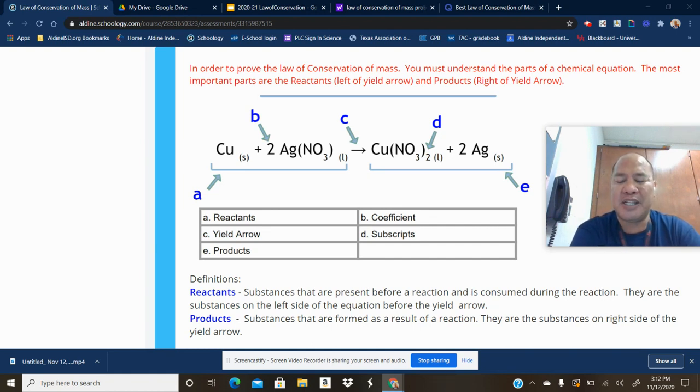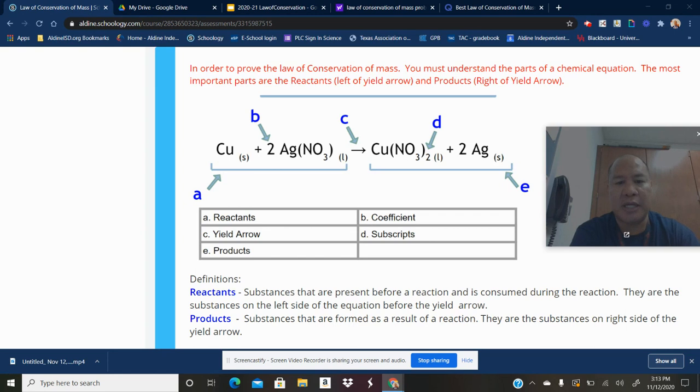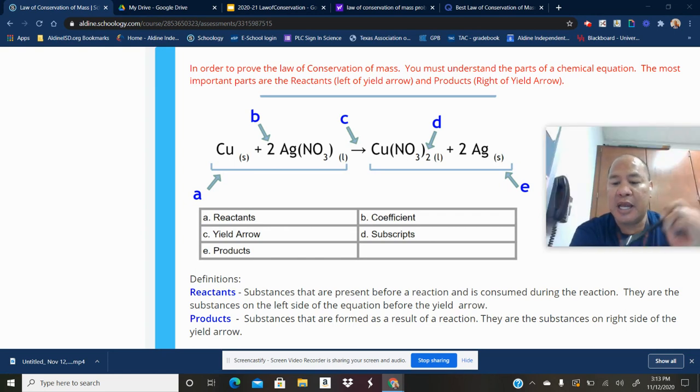The four parts that you have to understand, that have to be almost second nature to you, start with part A. The letter A is pointing to everything on the left side of the arrow. The arrow, labeled C, is my yield arrow or production arrow. Anything on the left of that arrow is called a reactant. That's labeled A. Reactants are the substances that are present before a reaction, and when you mix them, they're consumed in the reaction and produce what happens on the right side. So what's the right side of the arrow?